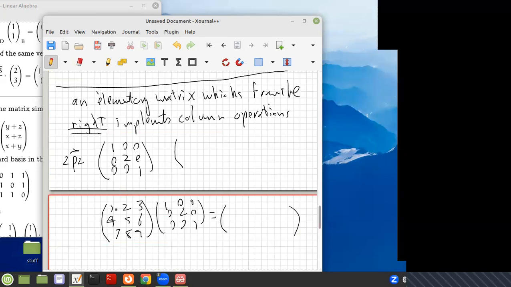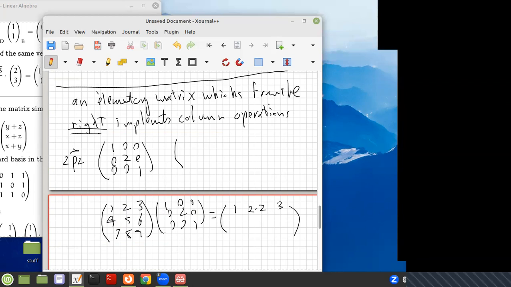So if I do this first one here, if I just say this 1 times 1, right, is going to give me 1 times 1 plus 2 times 0 plus 3 times 0, will give me a 1. But this first row times the second column is going to be 1 times 0 plus 2 times 2. And the third one will be 1 times 0 plus 2 times 0 plus 3 times 1, will be 3. So I've reproduced the first row, but with this intermediate one multiplied by 2.